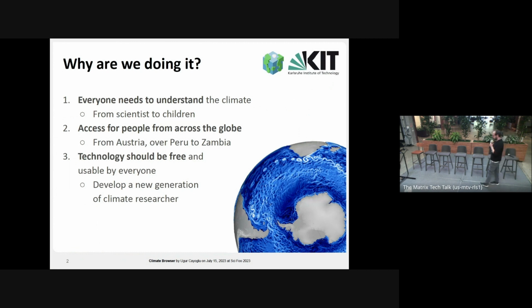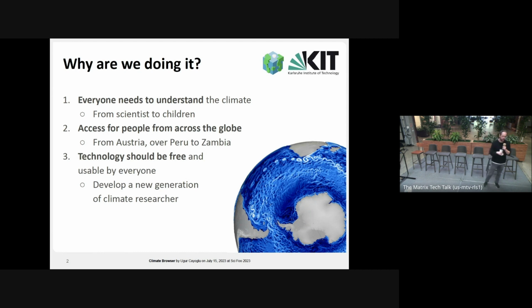And what we believe in is also to give people access to the data, to climate data. And this regarding everyone, from a scientist in Austria to just a person in Peru and to just pupils in other countries. Everyone should be able to access climate data and to work with the climate data.